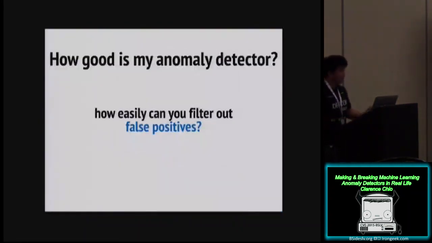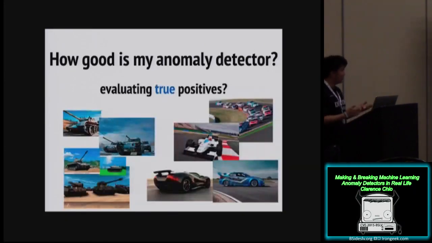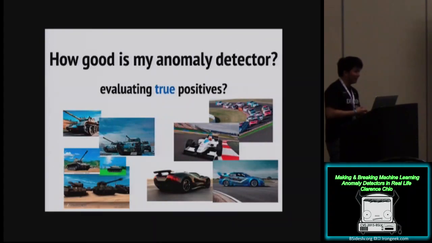So evaluation, there's a couple of points on how you should evaluate this. How easily can you filter out false positives? If your model generates a lot of false positives, how can you filter these out with a contextual layer? Also, evaluating true positives is important. Let's say your model performs perfectly in your evaluation process. How do you know that it's actually learning what you want it to learn?